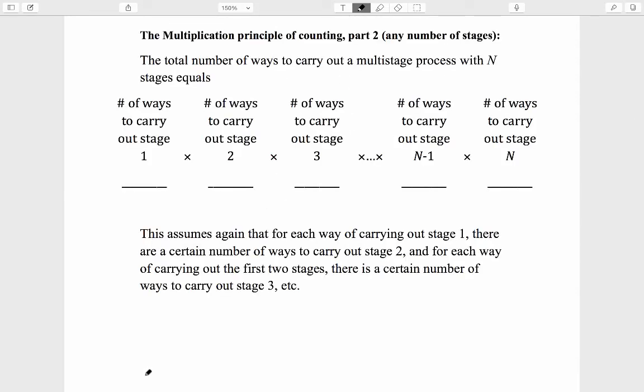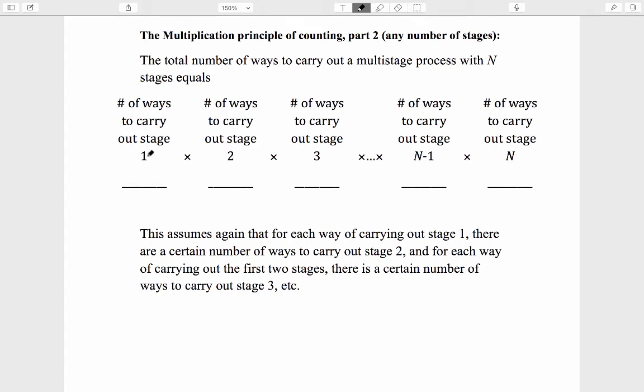This brings us to part 2 of the multiplication principle of counting. It applies to any number of stages, and essentially says that for the same reason that the multiplication made sense for 2-stage processes, it also makes sense for any number of stages. We are assuming again that our key phrase always applies.